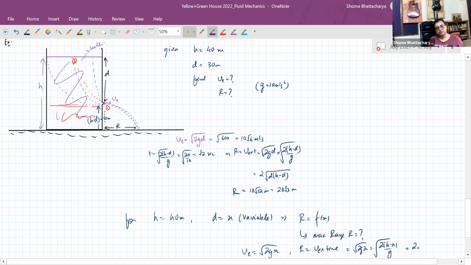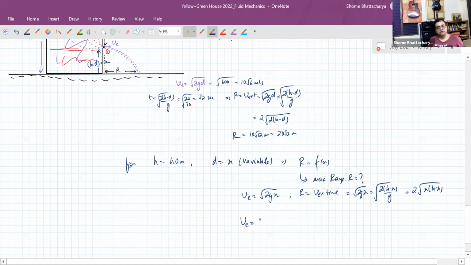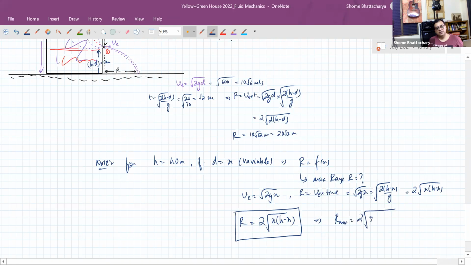will come out to be this type of a formula. So we can see that, sorry, not speed of efflux, this is the range. If we take d variable, then we can see that the range comes out to be like this, a function of x. So the maximum range will be the maximum value of this function.